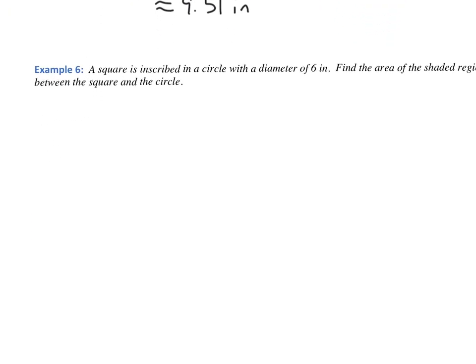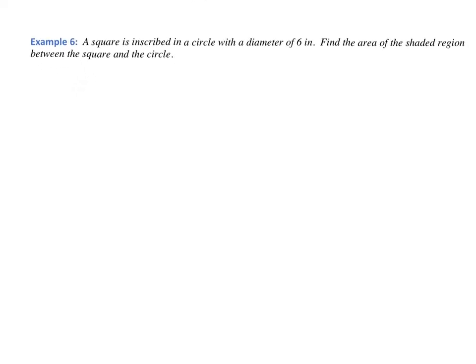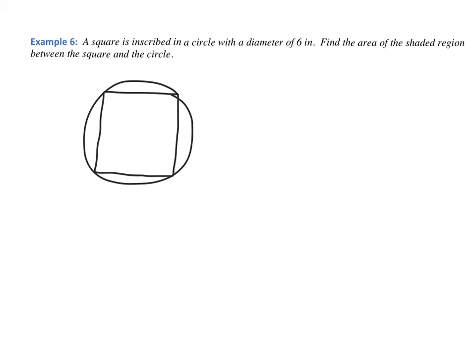Okay? All right, last example. This one, we got to come up with the picture. So a square is inscribed in a circle. So we start with a circle. A square is inscribed inside of it, which means that all 4 corners of the square are touching the circle. Okay, it says that it has a diameter of 6. Why is that important? Because that's the hypotenuse of the triangle.